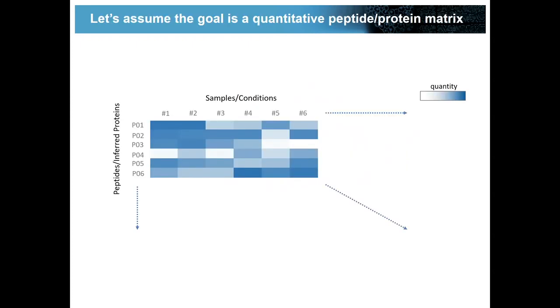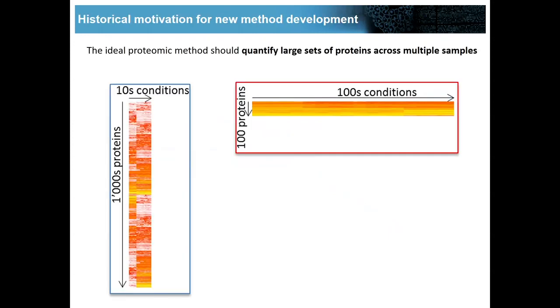So as I said, Rudy showed a picture something like this already, but let's just remind ourselves that this is probably the proximal goal that we're trying to get to. There's some matrix of samples or conditions and a matrix of peptides or proteins, and what we want to have is this matrix filled in a complete way with high quality quantitative values. And Rudy also showed a slide something like this. So this is a historical motivation.